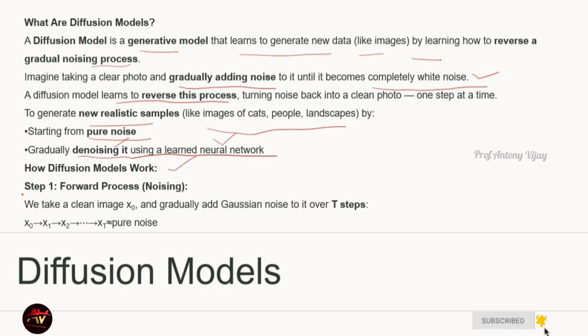First one is step 1, that is the forward process. We are adding noise repeatedly, step by step. Initially we take a clean image, that is x0. After that we add some Gaussian noise over t steps. So from x0 to x1 the image has some noise, x2 has some more noise, and finally at xt it is full of noise. It is pure noise. Your image is full of noise. That is called step 1.